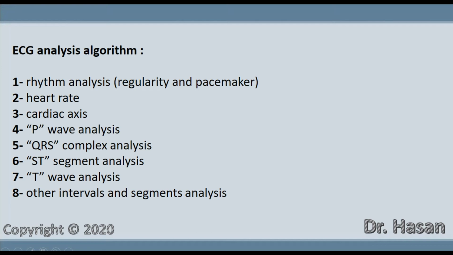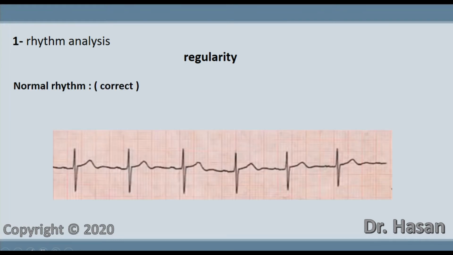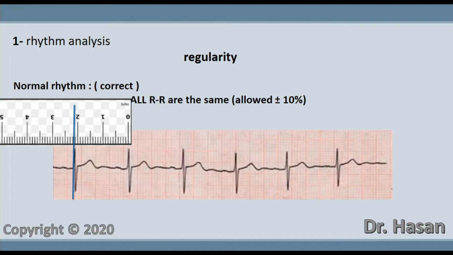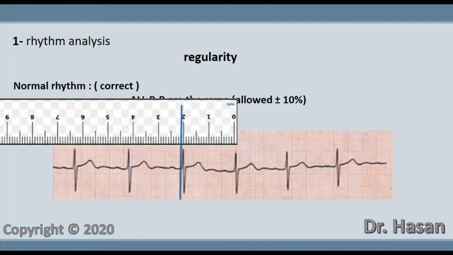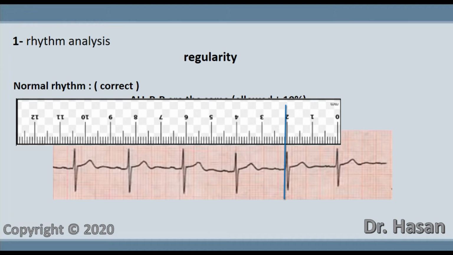First of all, let's talk about the rhythm analysis, regularity and pacemaker. The rhythm is considered correct if all RR intervals are the same. A discrepancy of plus or minus 10% is allowed. The distance RR can be determined visually or using an ordinary ruler. Look how all RR intervals are equal to 2.1 centimeters.